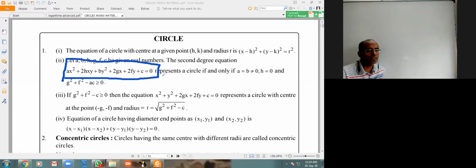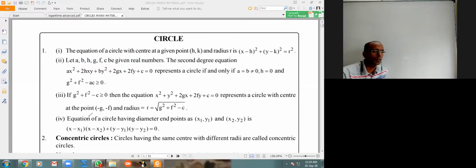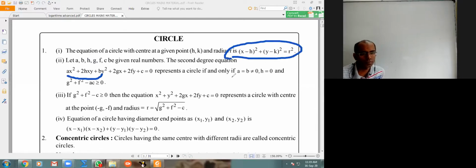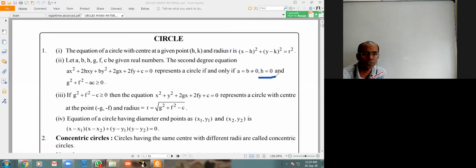But when it will represent a circle, what is the condition? Just now we are seeing, if you take the general circle, x square, y square coefficients should be equal. So a equal to b. That is one condition, and they should not be 0. If a and b are 0, then x square term will not be there, y square term will not be there. And a circle will never get an xy term. If you look at the general circle, x minus h whole square plus y minus k whole square equals r square, there is no xy term. Because there is no xy term, that coefficient h should be 0.